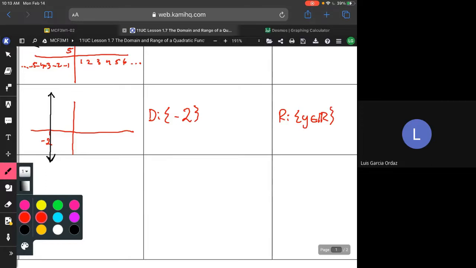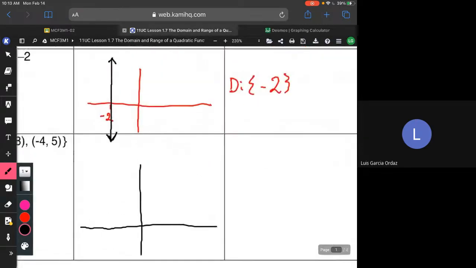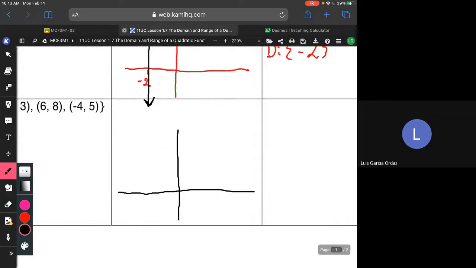Okay. And last but not least, I have coordinates. So I'm going to draw my X and my Y axis. Here I'm going to plot certain points. You're not going to connect the points. And why are you not going to connect the points? What type of graph is this when you have just random points given to you? It starts with an S. It's a scatter plot.